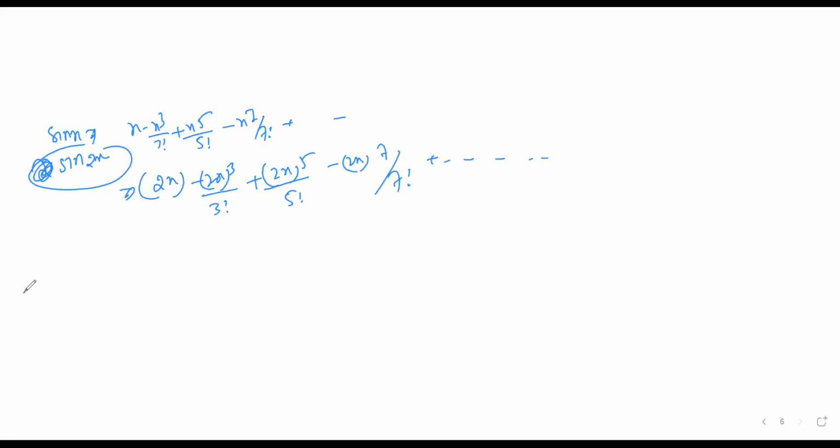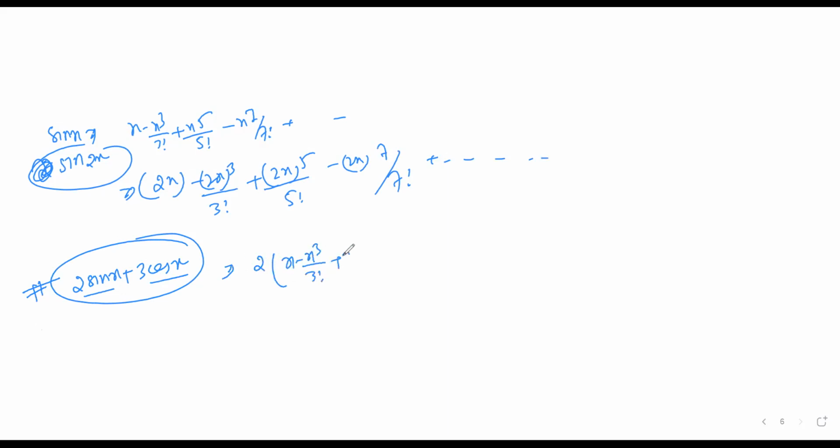Here, as another example, what could be the series of 2 sin x plus 3 cos x? You know the series of sin x, you know the series of cos x, substitute that. The sin x series is x minus x cube by 3 factorial plus x to power 5 by 5 factorial minus x to power 7 by 7 factorial plus dot dot dot, plus 3 into 1 minus x square by 2 factorial plus x to power 4 by 4 factorial minus x to power 6 by 6 factorial, and dot dot.